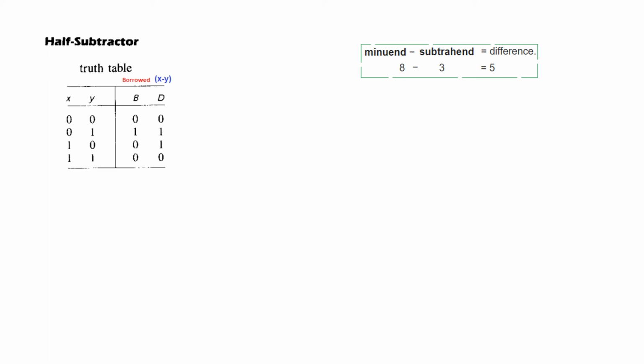And sometimes you come across the terms minuend and subtrahend. So if you keep this in mind, the first one, from which we are subtracting, is called the minuend, and the item which is subtracted is called the subtrahend, and obviously you get the difference.